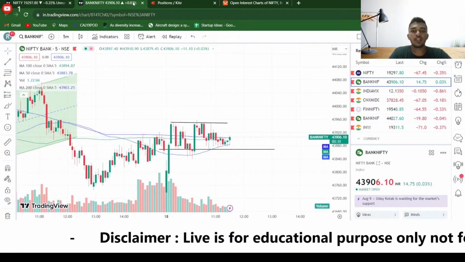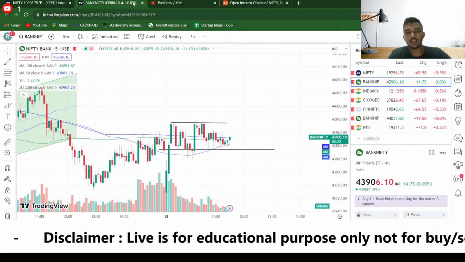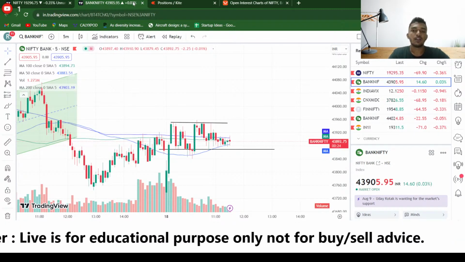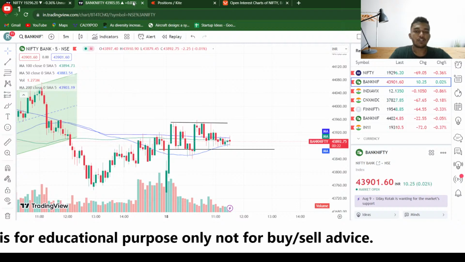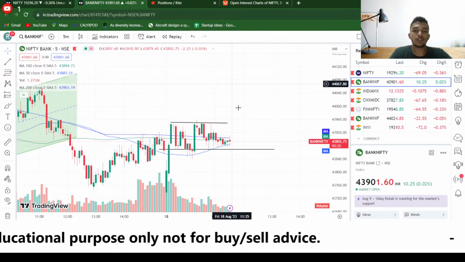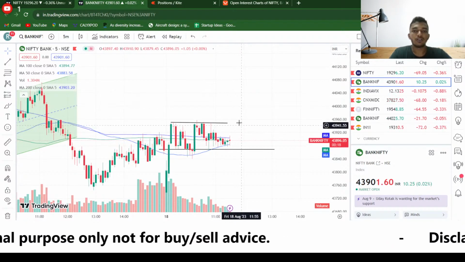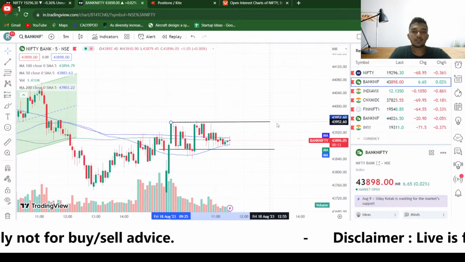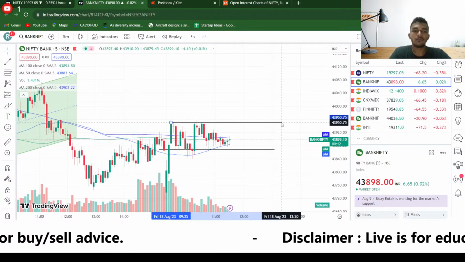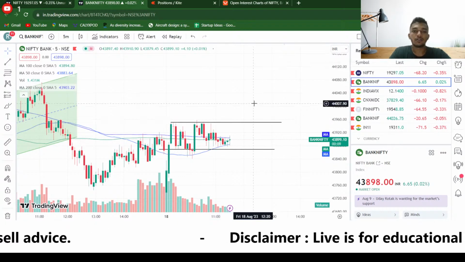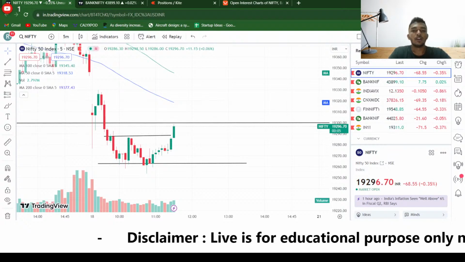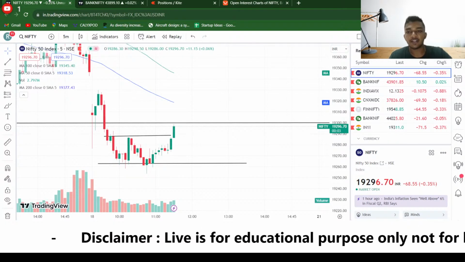Bank Nifty has been forming a rejection wick at the downside of the trend, at the 43,870 level. It is facing a rejection from that. So I feel that we are going to test the 43,940 area soon. So let's increase the length of the trend line. Nifty is near 19,300.